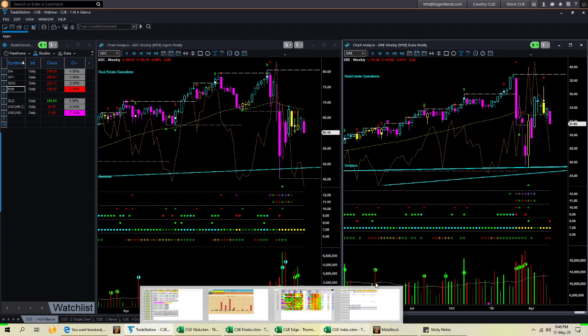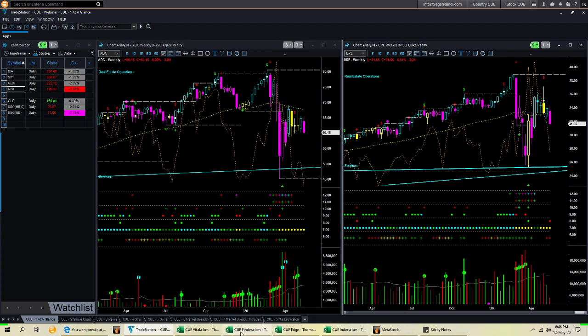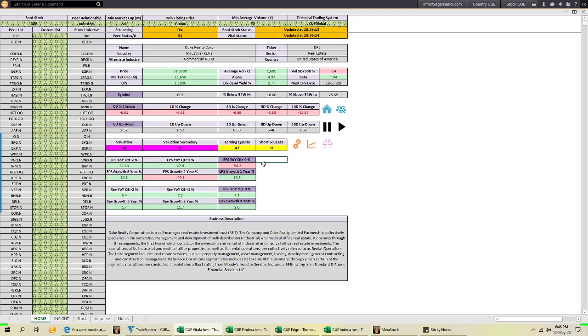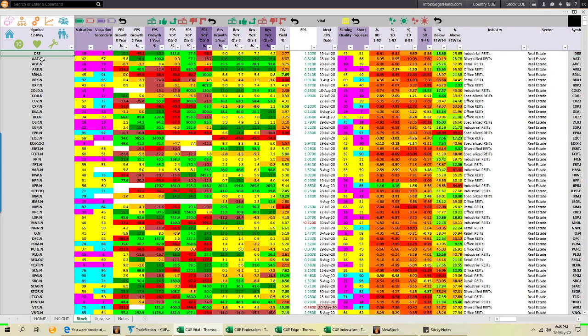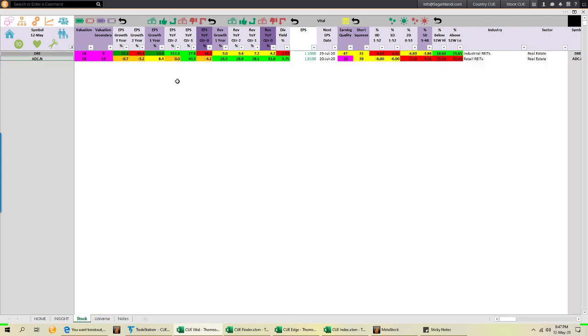Now let me look at ADC and DRE side by side using QVita. I have DRE here, ADC here. I control click on these two symbols, and I'm going to click the scissor button to eliminate everything else, and I can just look at them side by side. Which one is weaker here? Of course, DRE. Both are overvalued, shown by magenta color. Secondary variation is also weak for both of them.